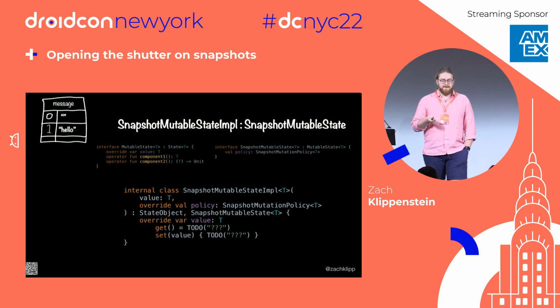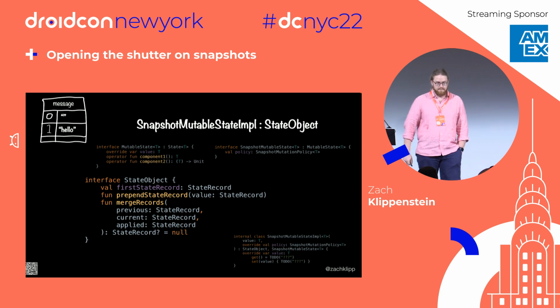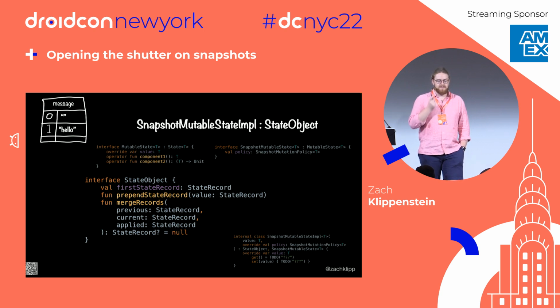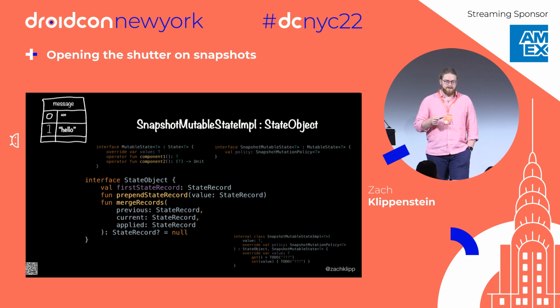It's got the value property with some getters and setters, and an initial value. But notice it also implements a second interface, state object. The state object interface is what the snapshot system actually uses to make this whole thing work. The list of records inside of a state object is stored as a linked list. This first state record property points to the head of the list. The prepend state record function allows the system to insert new records. And this merge records function is optional. It's got a default implementation.